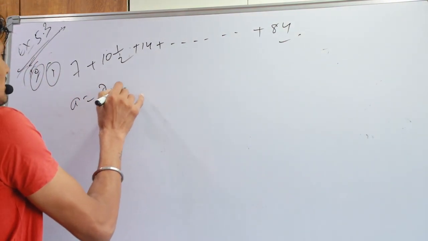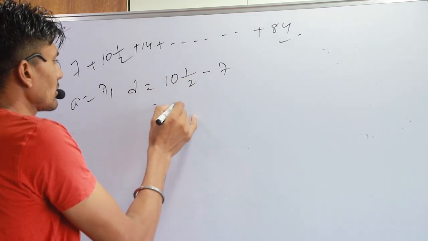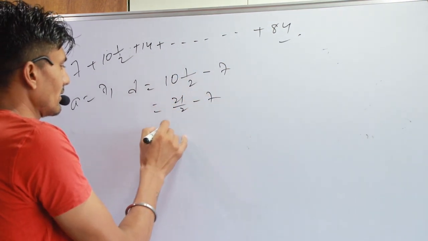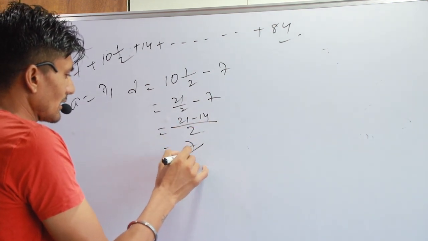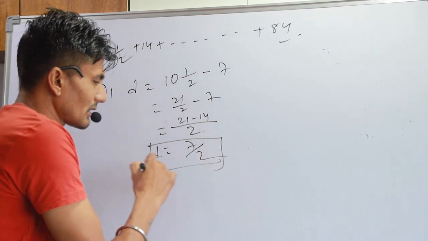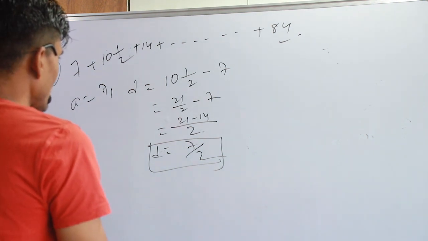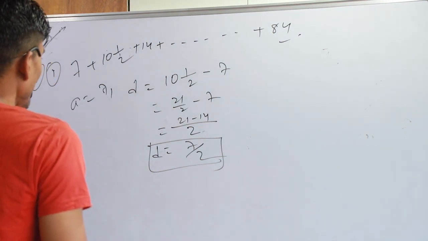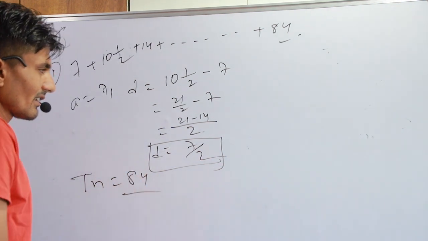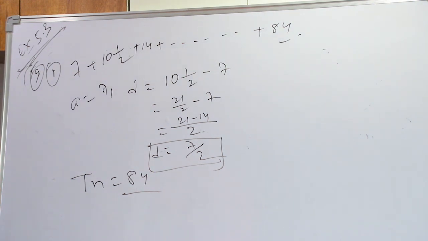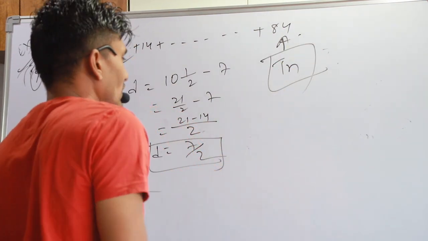a equal to how much here? a equal to 7. d equal to 10 into 1 by 2 minus 7. That is equal to 21 by 2 minus 7. For the LCM, that is 21 minus 14, that means 7 by 2. d equal to 7 by 2. That means 3.5. Now, Tn equal to how much? Tn equal to 84, that means the nth term of given AP is 84.